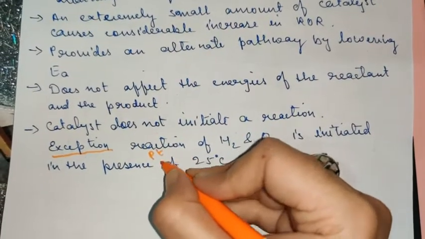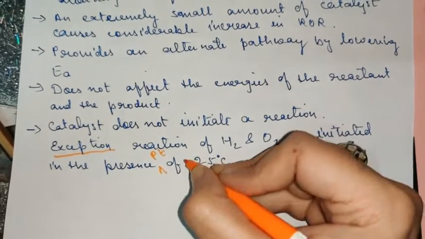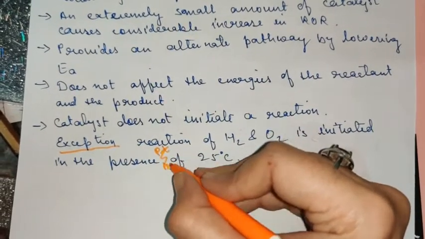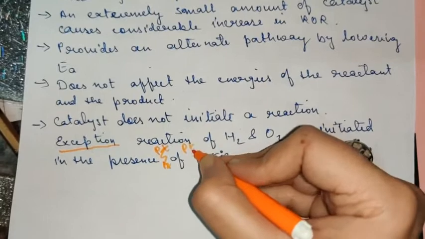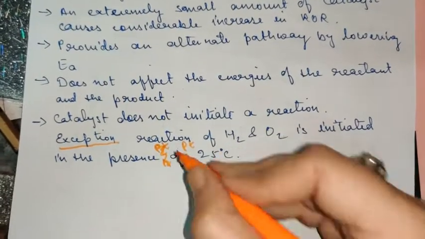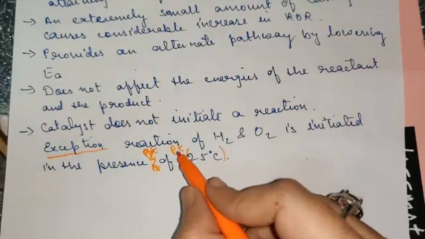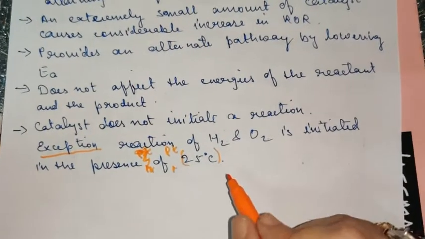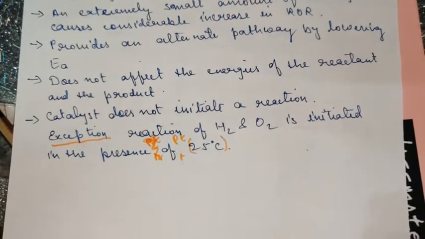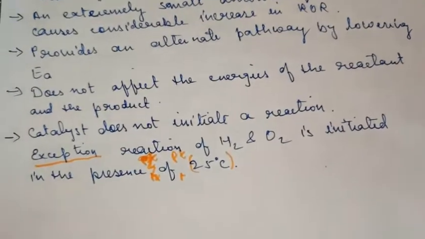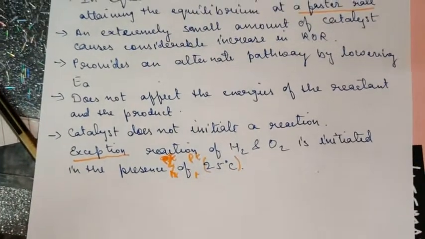Right, platinum here. In the presence of platinum as catalyst, and the temperature is 25 degrees Celsius. So in the absence of this platinum, the reaction does not proceed. It initiates only when this platinum is introduced to the reaction mixture.